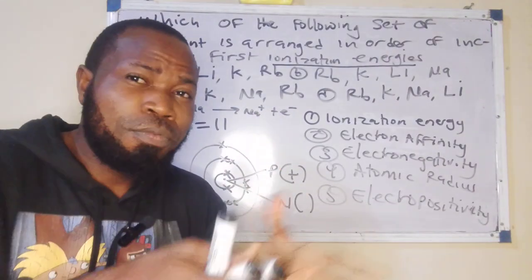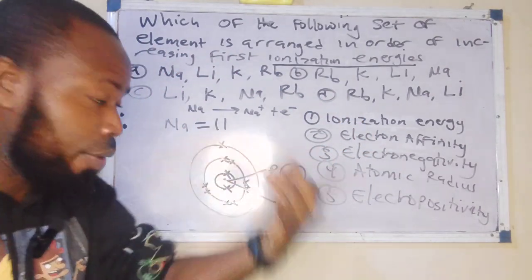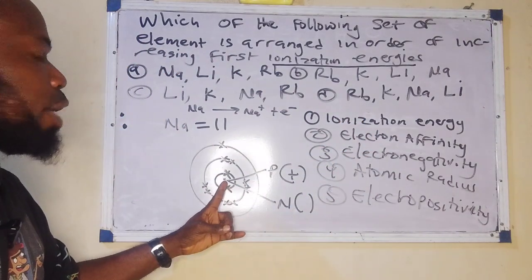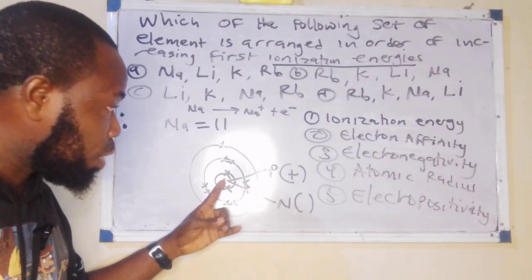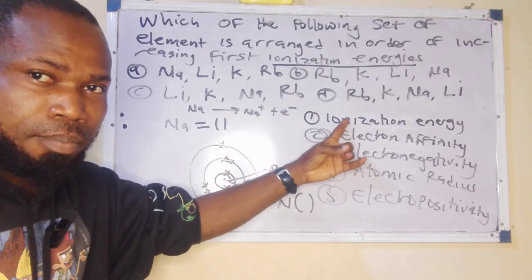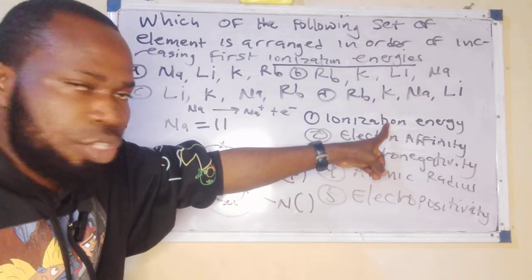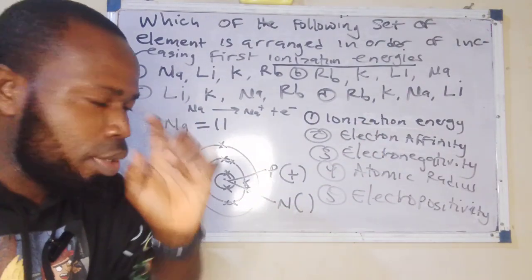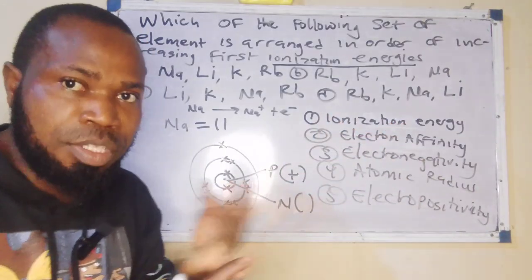Now, there are some factors that do affect ionization energy, and one of them is what I pointed at indirectly just now. It is the nuclear charge, that is, the charge of the nucleus. The nuclear charge affects ionization energy. So the higher the nuclear charge, the higher the ionization energy. Now you have to pay attention to that. So they can say, list factors that affect ionization energy. One of them is the nuclear charge.